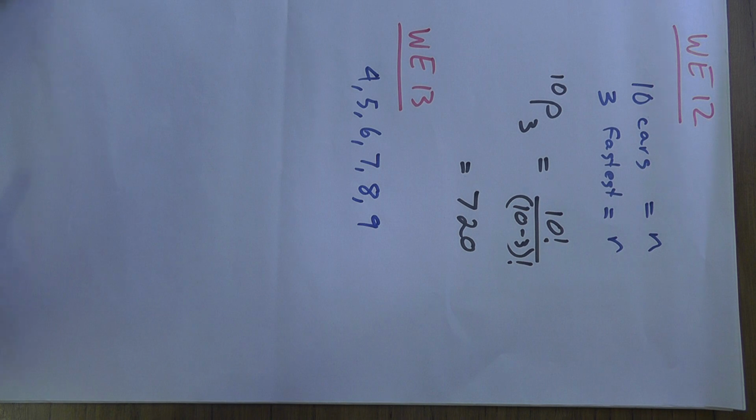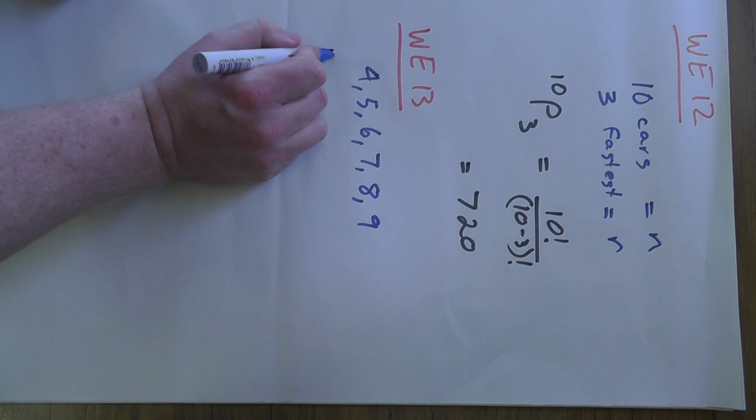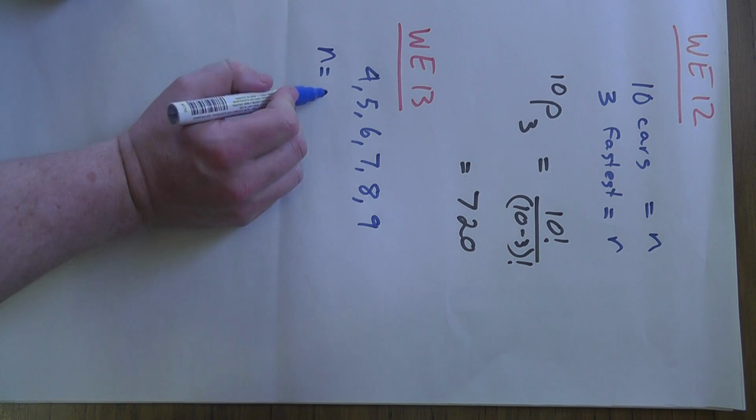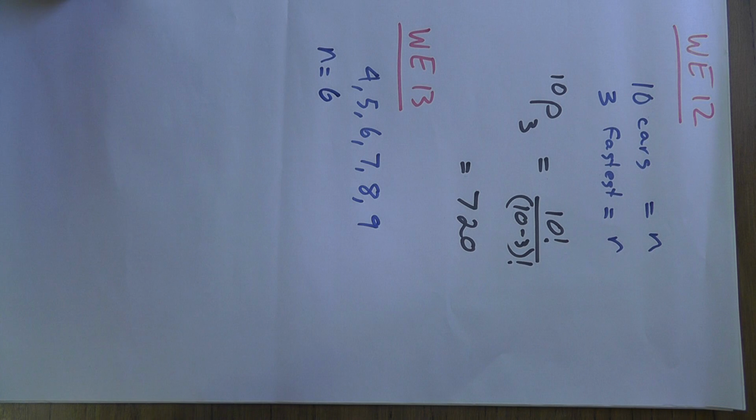Okay. Now we want numbers greater than 1000. That's going to affect what we do. So let's have a think. What is n? N is the number of digits we have to choose from. 1, 2, 3, 4, 5, 6. Okay. Now R, R is going to change.